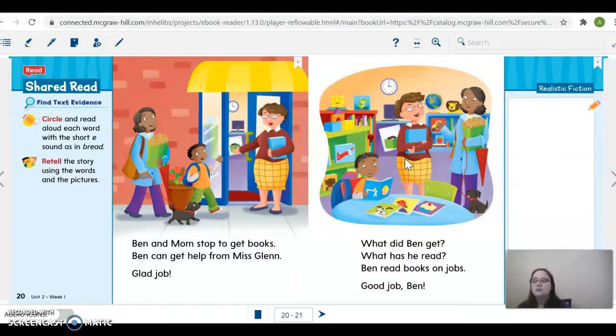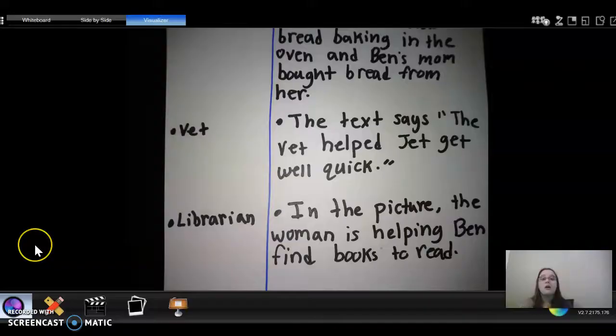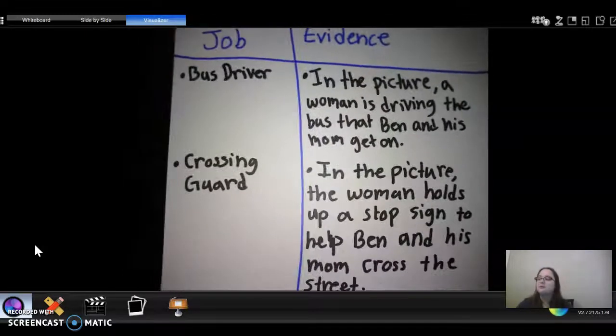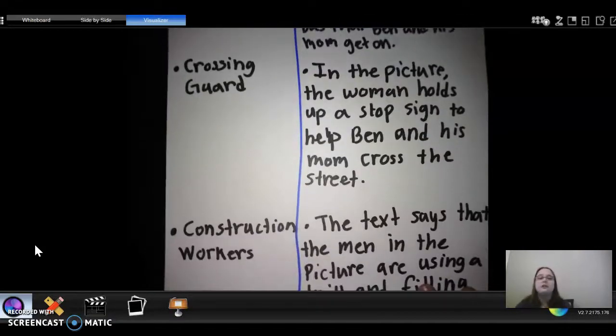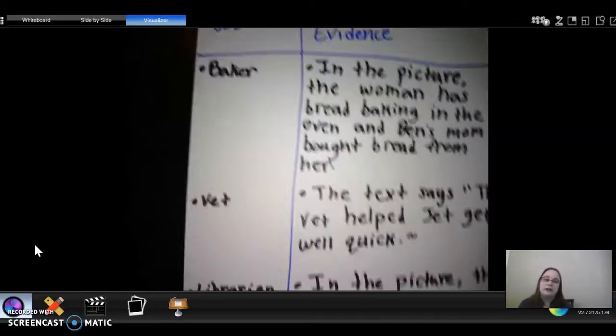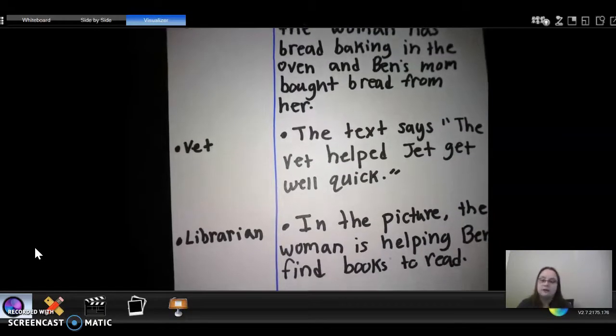So we're going to head on over to our T-chart to review that, and then we're going to get started with the writing that you will do today. Friends, you can see in our T-chart that we have librarian, and then we have our evidence. So our job is librarian, and our evidence is that in the picture, the woman is helping Ben find books to read. So remember, we have all of these jobs. We have a bus driver, a crossing guard, a construction worker, a baker, a vet, and a librarian.